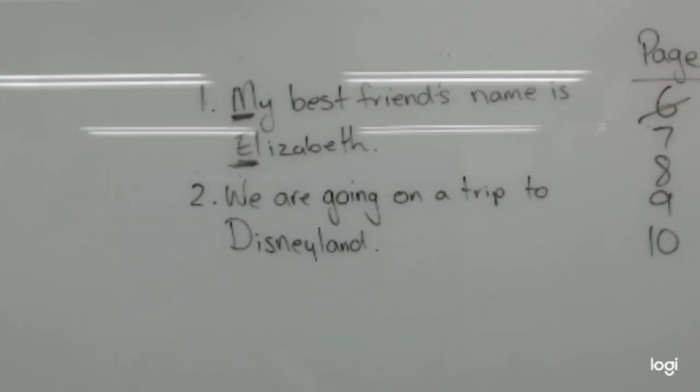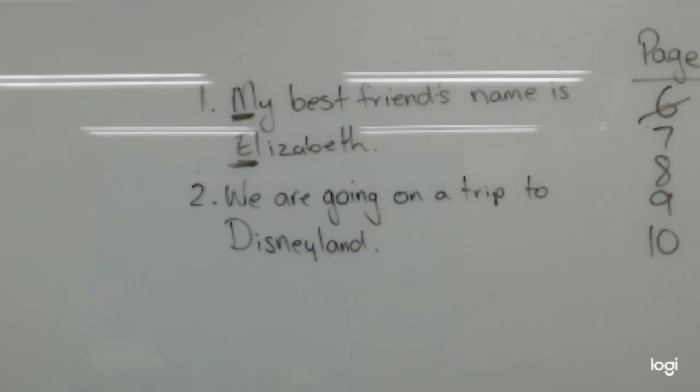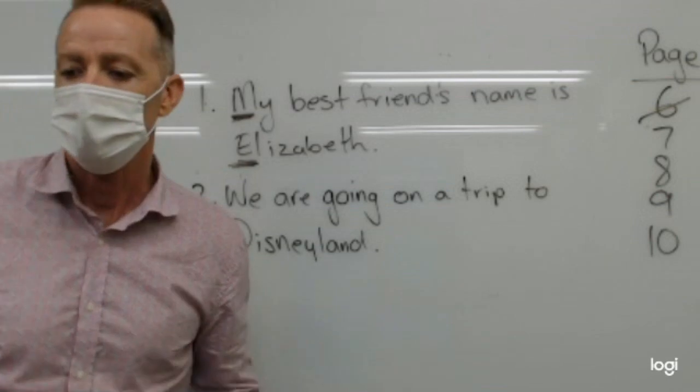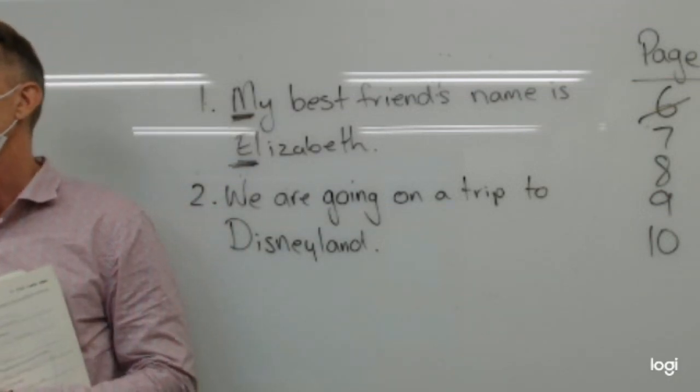Number three. Jean, can you read, please? I live in a big city called seoul. What is wrong with that? Capital S. Yes, capital S. James, go please. Capital S, the name of the city.